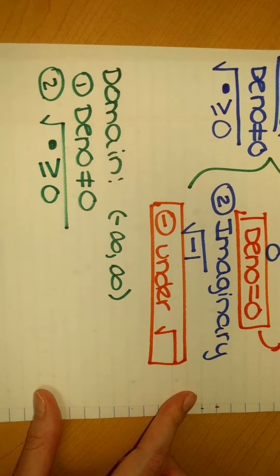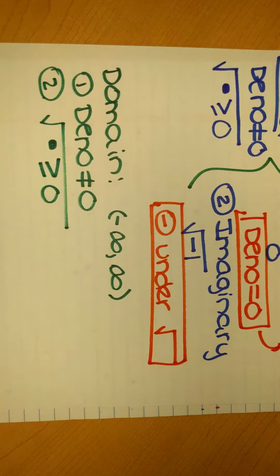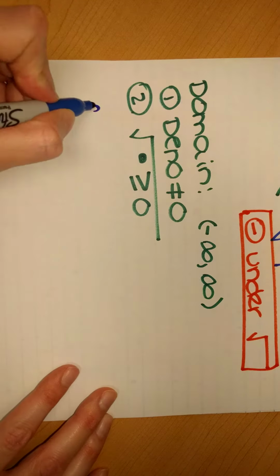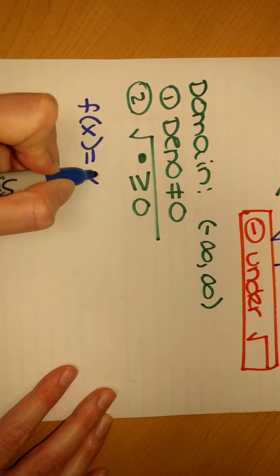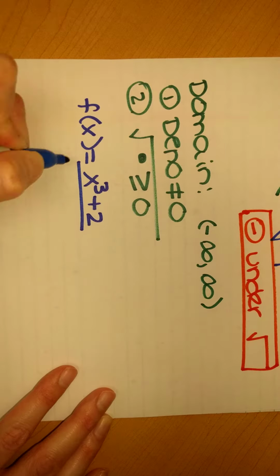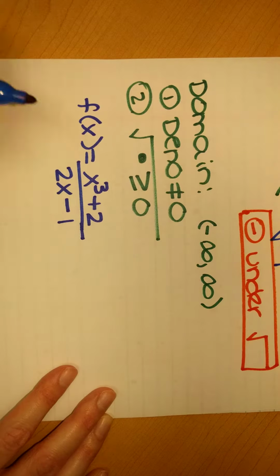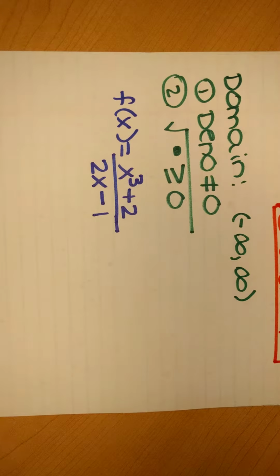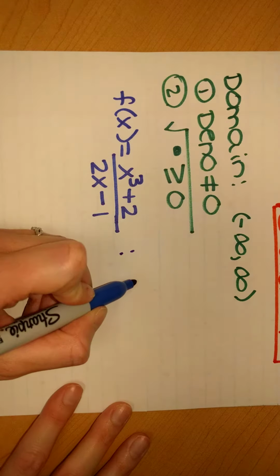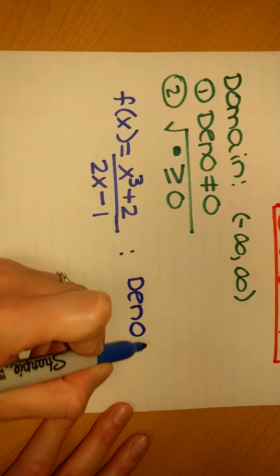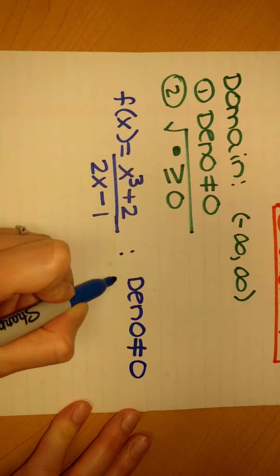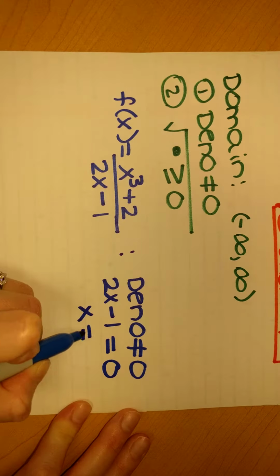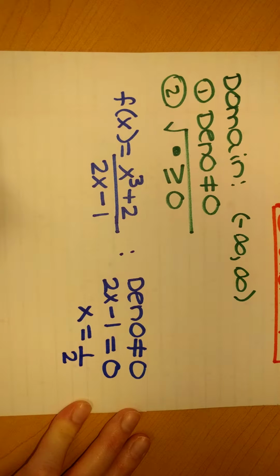So if you look at the worksheet here and you're trying to find the domain of a particular function, in this case we're trying to find the domain of x cubed plus 2 over 2x minus 1. Now, honestly, nobody could really care less about what the numerator is because the numerator can be equal to 0. But for our domain, we want to make sure that this denominator is not equal to 0. So we'll set 2x minus 1 equal to 0, solve, and get x is equal to 1/2.